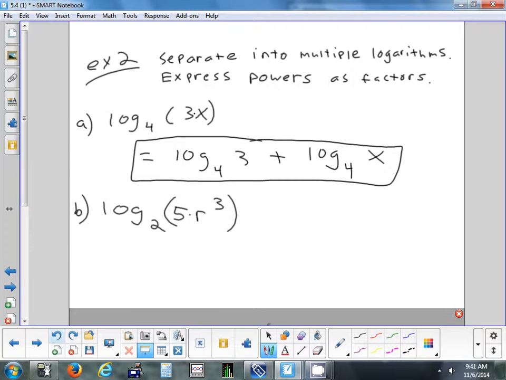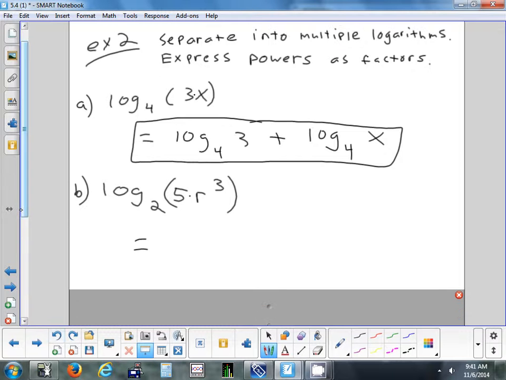Let's try this one. So Andrew, is that going to split as a sum or a difference? It is going to split as a sum. Yeah, it is a sum. It's something times something. Okay, there's an exponent here, which means we have to deal with it. But overall, it's just something times something. So log.